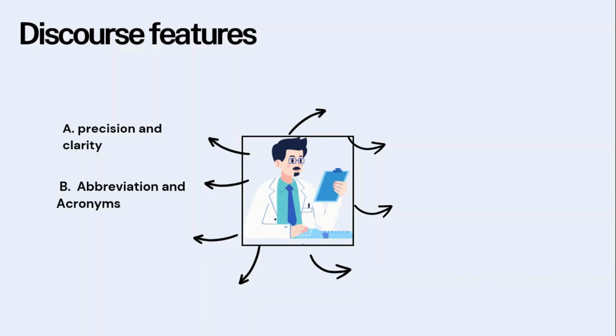Abbreviations and acronyms are common in medical English. They are used to save time and enhance communication among professionals. However, these can be challenging for non-medical audiences to understand. Medical English follows standardized formats such as the IMRAD framework for research papers and SOAP notes for patient documentation. These formats help ensure clarity and consistency in communication.